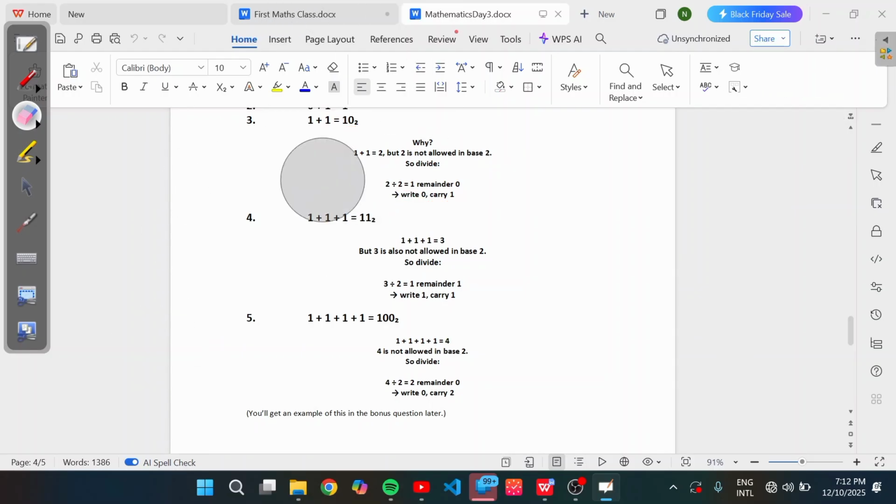Okay, so let's clean all of this off. All right. Now let's go up to the next rule. 1 plus 1 plus 1 is equal to 1 1 base 2. How? Let's look at it. 1 1 1.